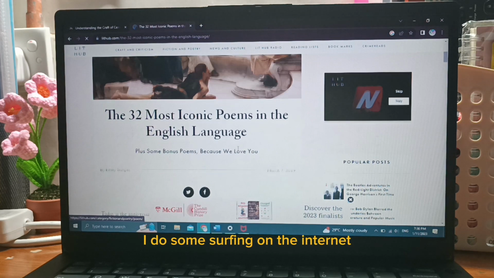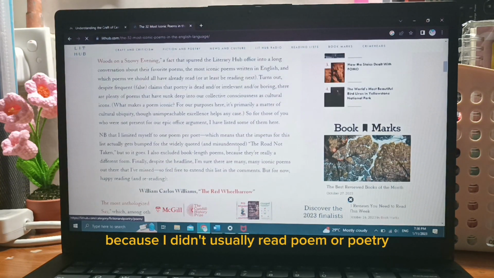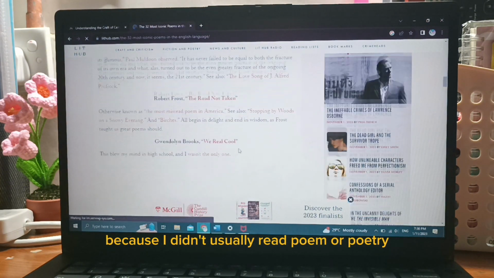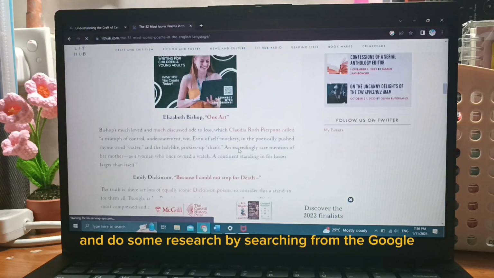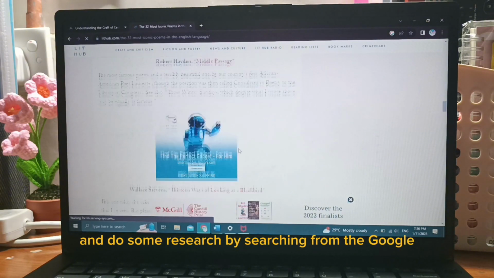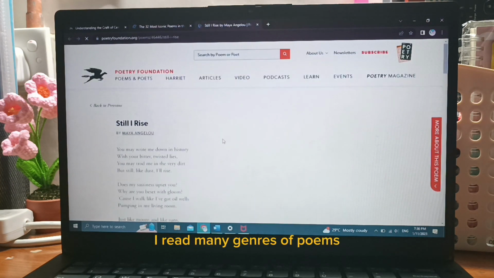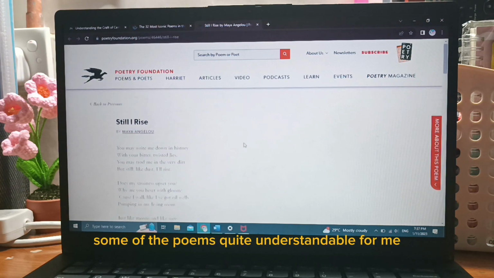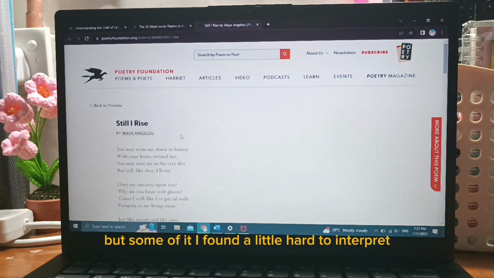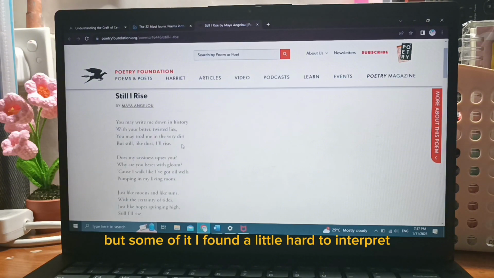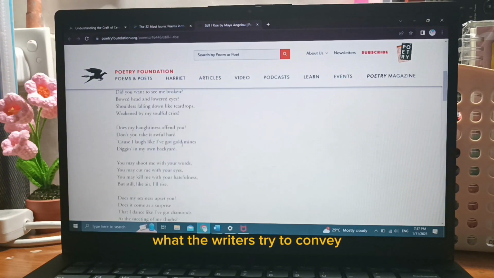First thing first, I do some surfing on the internet because I don't usually read poem or poetry, so I need to know some of them and do some research by searching from the Google. And I found some. There are many types of poems on the internet. I read many genres of poems. Some of the poems are quite understandable for me, but some of it I found a little hard to interpret what the writers try to convey.